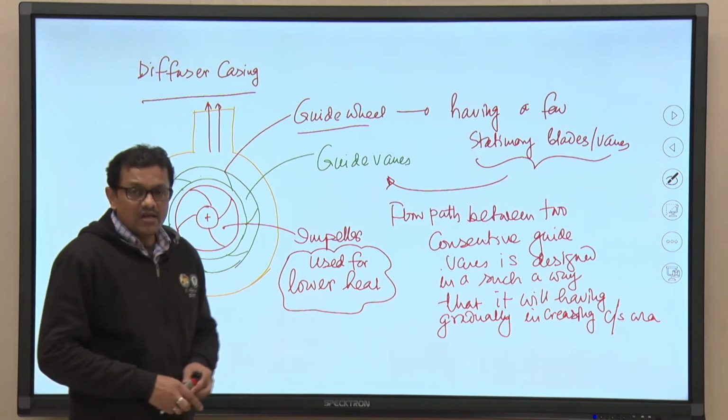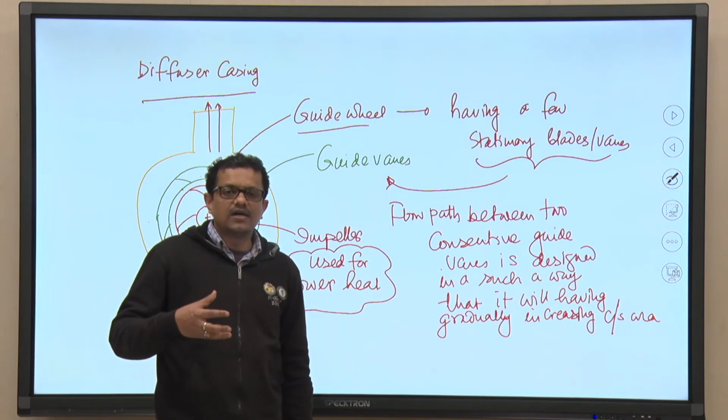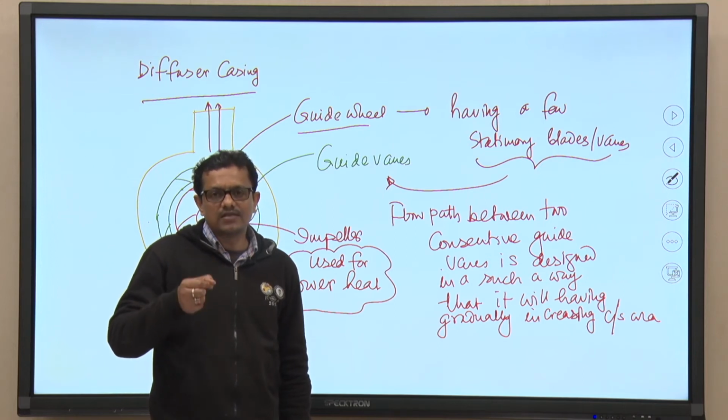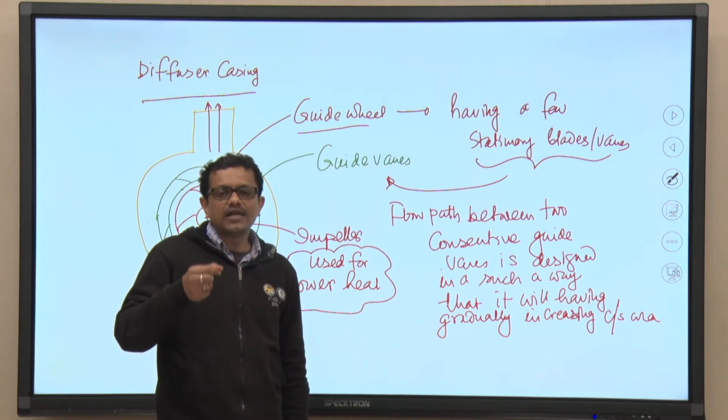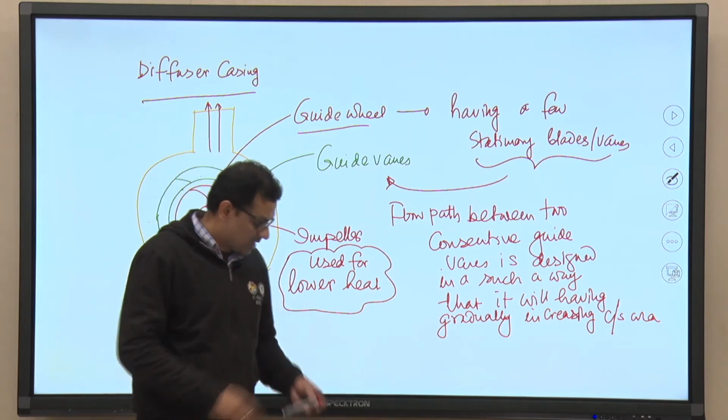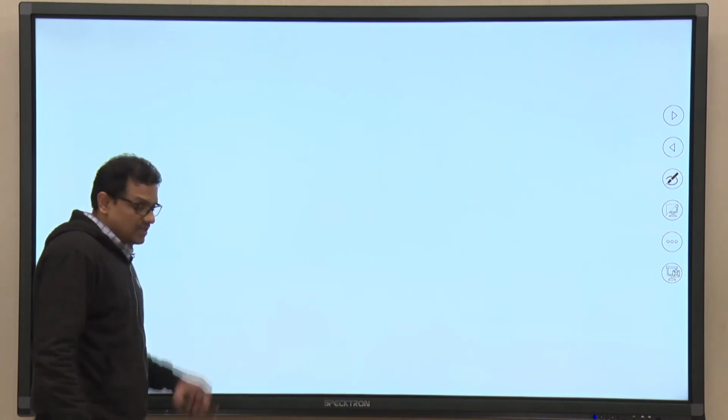So, not only is it used to convert energy, but it is also used to provide the path direction to which ultimately the discharge or the liquid delivered by the pump will go. Okay. So, next we will be discussing different pump efficiencies.